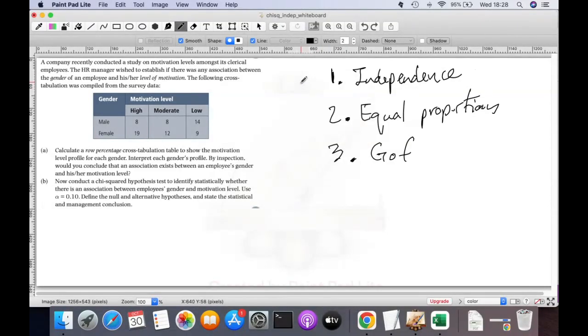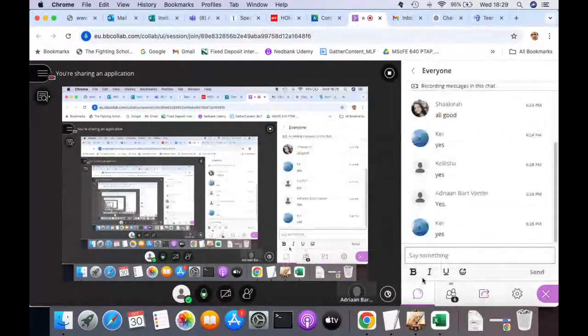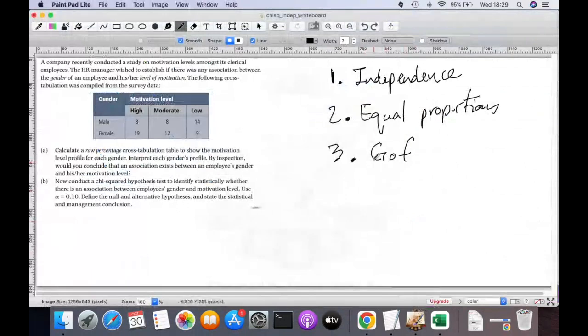So the 2 variables you're testing are work hours versus productivity. Does everyone understand those examples that I gave you for independence? And do you understand what I mean by test of independence? You're testing 2 variables to see if they're independent or not. Let's go to the chat, questions. We're good, fantastic. All right, let's go back to the whiteboard.